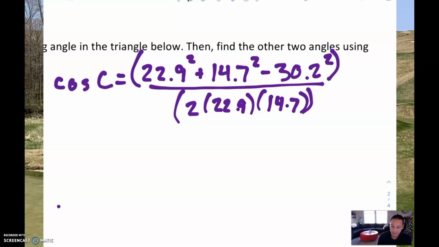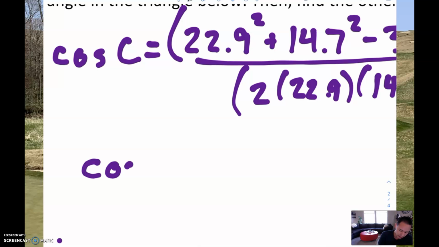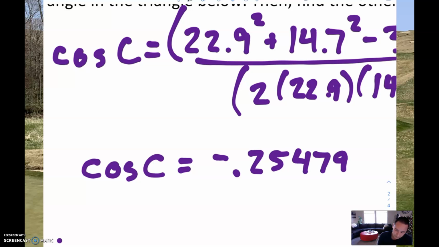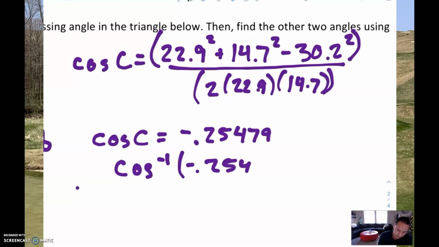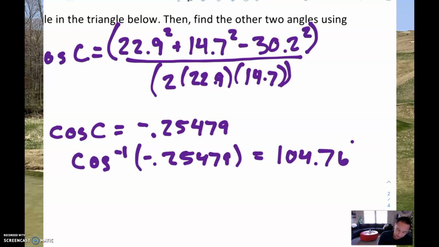So make sure you're able to do that, and if you do it correctly, you should end up with cosine of C equals negative 0.25479. And to get rid of cosine, remember we're just looking for C. To get rid of cosine, you have to do inverse cosine. And so we take inverse cosine of negative 0.25479. And that equals about 104.76 degrees. And for our purposes, let's just round it to 105 degrees.